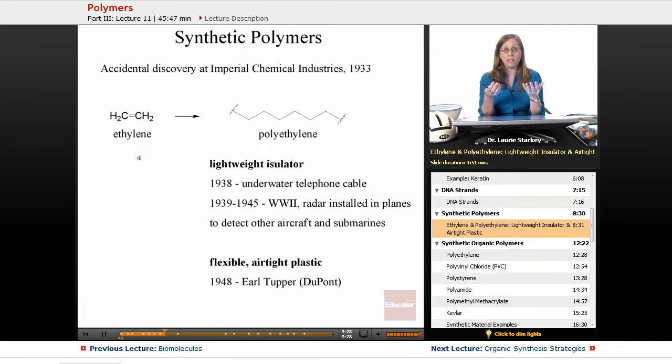So he opened up the cylinder and found a powder in there instead of the gas. And so he had discovered accidentally that this gas had polymerized, had formed long chains and made this material. Now, with the fluorinated version, there were fluorines in all these positions instead of hydrogens, and what he discovered was Teflon.